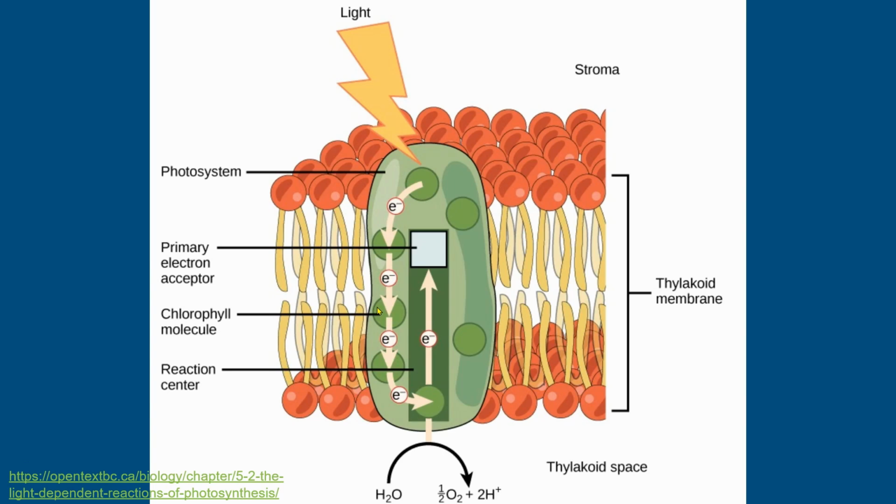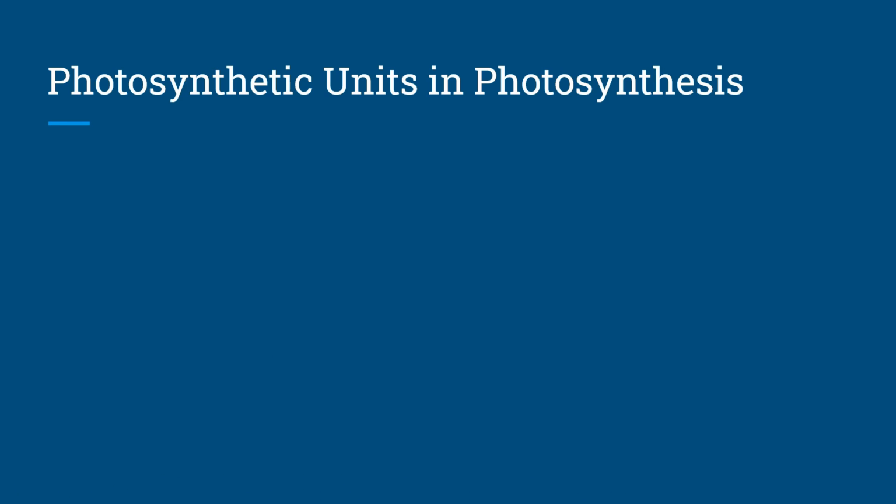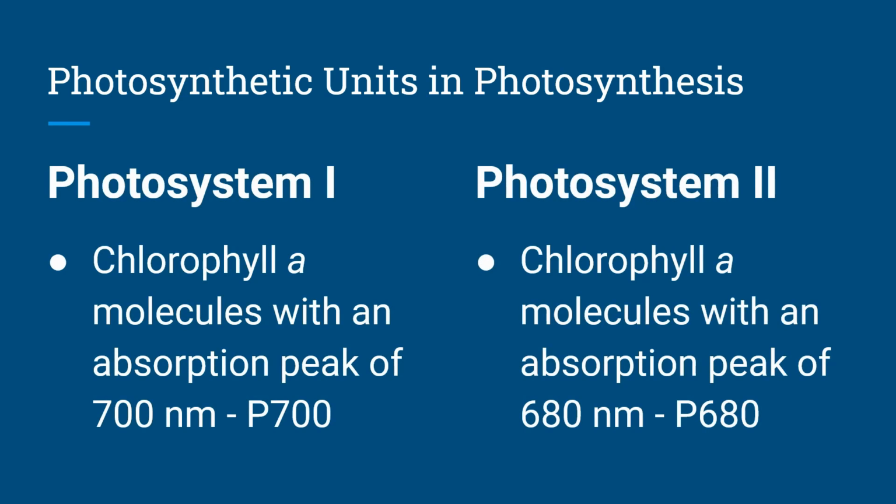Let's take a look at the specific photosystems involved in the light-dependent reactions. Two photosystems are involved in photosynthesis, photosystem 1 and photosystem 2. I know, not very creative. Now, what's different between them is their reaction centers that have chlorophyll A molecules with slightly different absorption spectra. Chlorophyll A molecules in photosystem 1 have an absorption peak of 700 nanometers, so they absorb light with wavelengths of 700 nanometers best. And because of that, the reaction center of photosystem 1 is commonly referred to as P700.